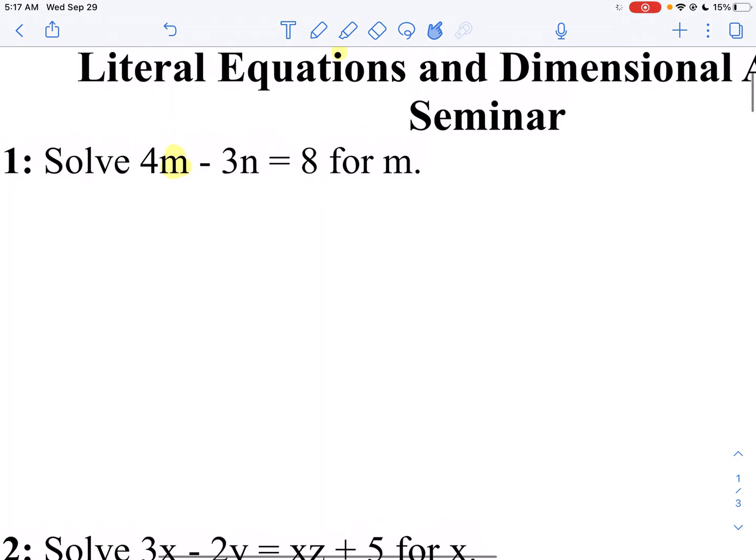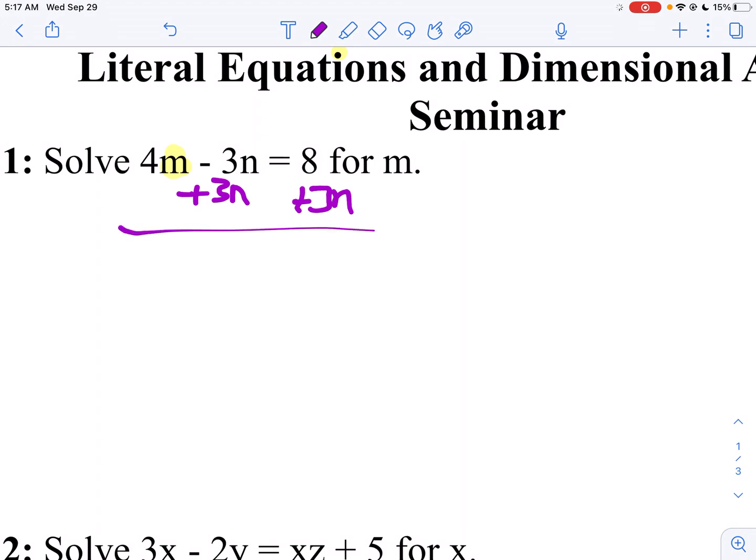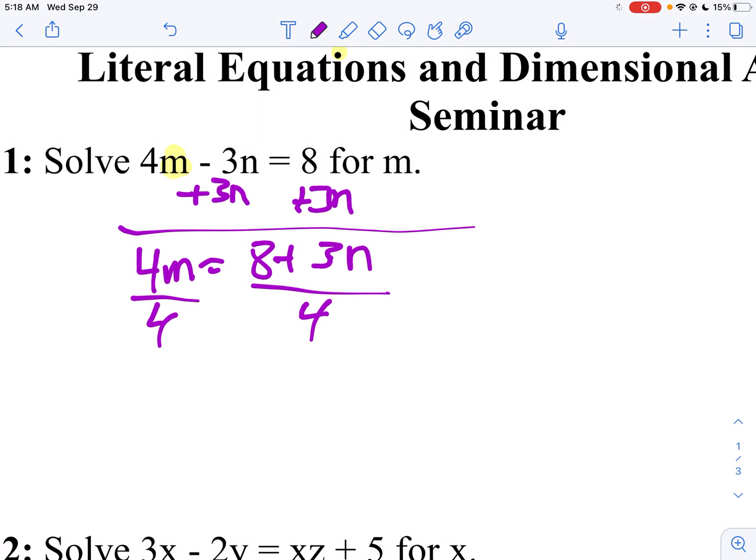I look at it and I see I'm going to subtract 3n, so I'm going to add 3n to both sides first. Notice there's no n on the 8, so I can't combine them. So it's 4m equals 8 plus 3n. Then you divide by 4 on both sides, because you want to get m by itself. Divide the entire side by 4. So m equals 8 plus 3n over 4, you're done.